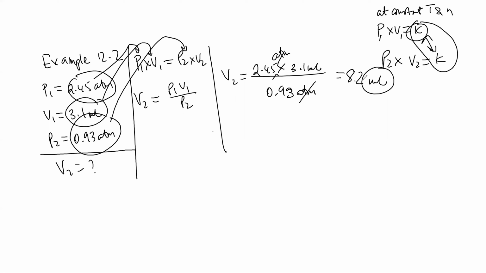Because if you take 8.2 times this 0.93, you're going to get some constant. And if you do the same thing for 2.45 times 3.1, you are supposed to get the same constant. And that's why I equated these two, because they equal the same constant.